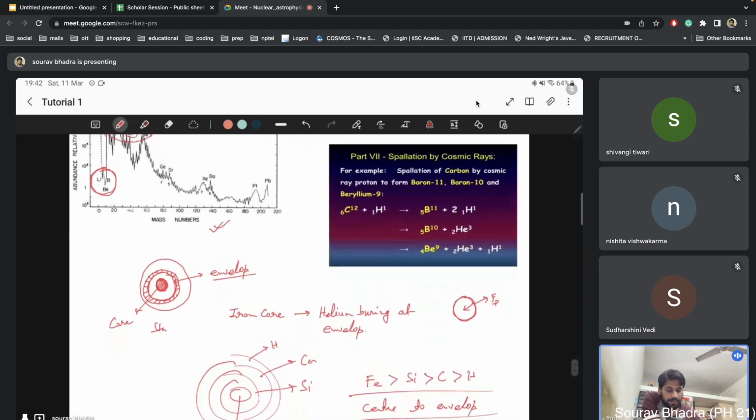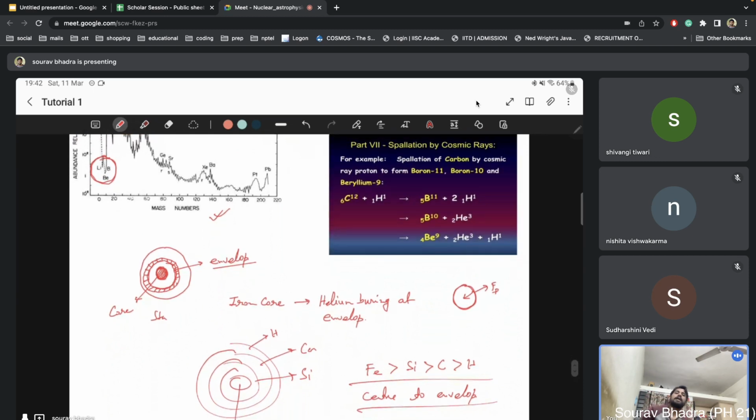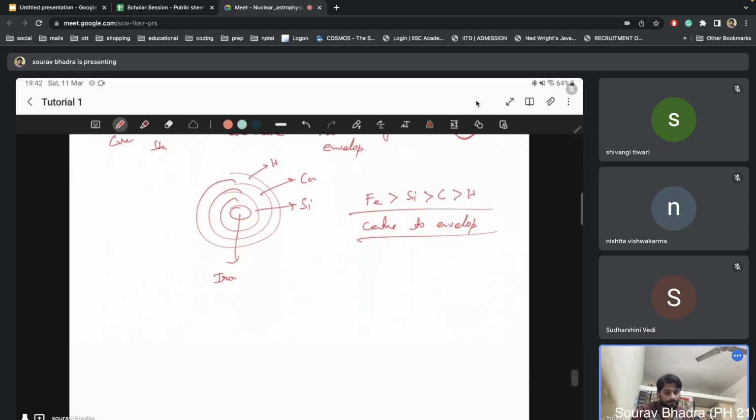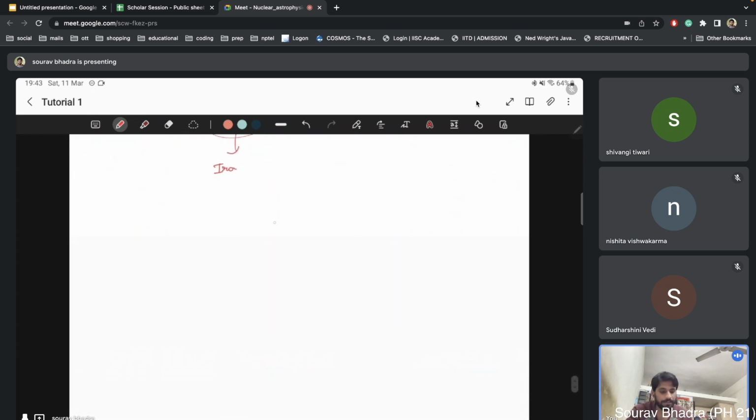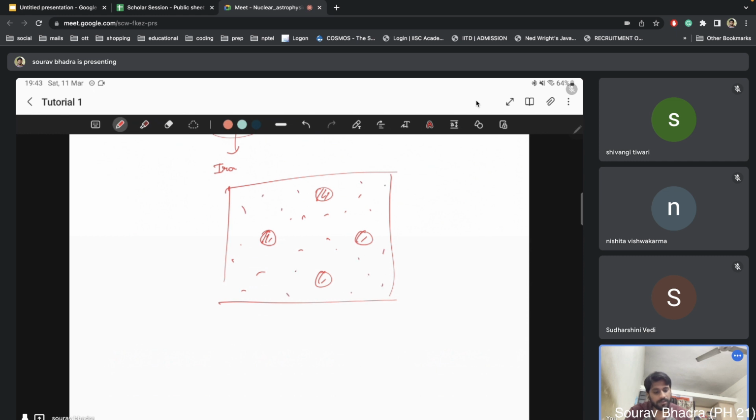Now what is cosmic ray spallation? Cosmic rays are very high energy particles, and I know much about them because I work mainly on cosmic rays. When they propagate through the ISM... here it is a star, star, star. This region is called the ISM, the interstellar medium. Interstellar means the intermediate medium of the stars.